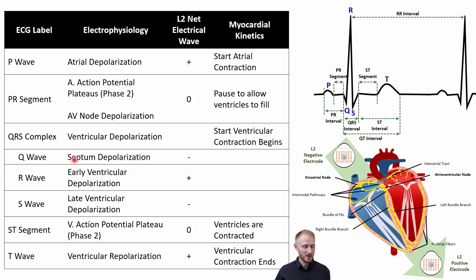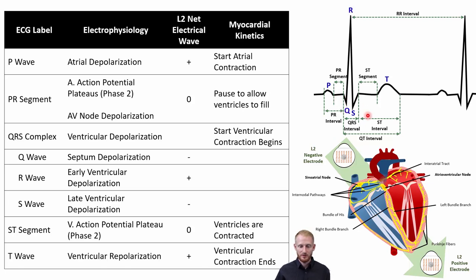And so the first wave, the Q wave here, is giving you septal depolarization. So if you notice here, the left bundle branch comes down and has all these little Purkinje fibers kind of going up back towards the negative electrode. And because of that, the initial negative depolarization that we see here is the septum depolarizing away from this positive electrode and towards this negative electrode. And that's why we get this small negative Q wave here.